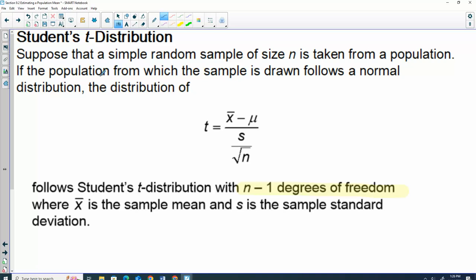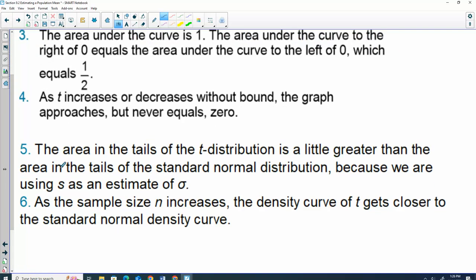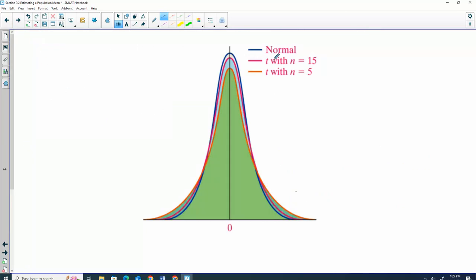So the properties, it depends on the number of degrees of freedom. So it does depend on our sample size. But it is kind of like the z in that it's centered around 0. So the middle is 0. We can be above and below, half on each side. The difference from the normal distribution is it's less in the center and more on the tails. So it's a little more spread out than that. When n gets bigger, it looks more and more normal.